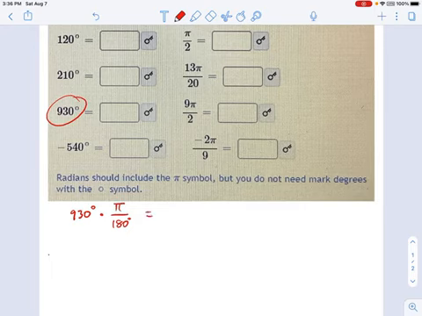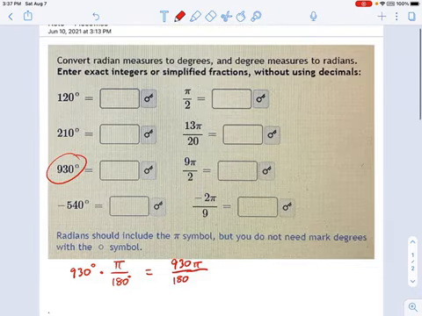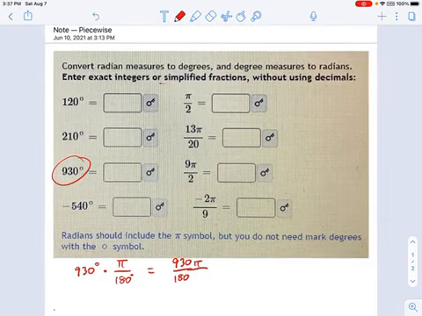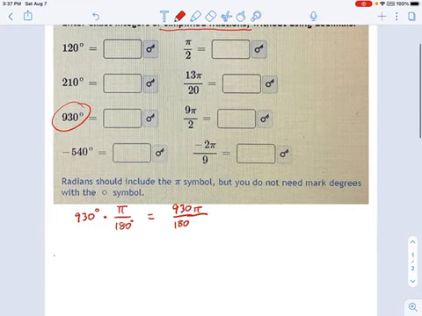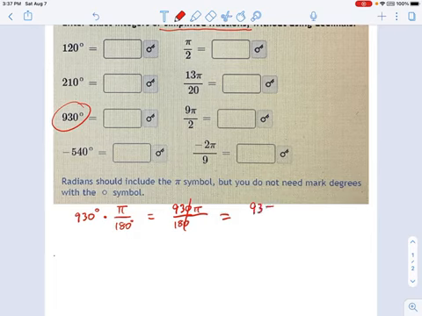And that is going to convert it into radians. So let's see what we get here. This is 930 over 180 pi. Okay, there's my fraction. Now, if you enter that, it's going to be wrong because pay attention to what this wants. This wants simplified fractions. So in this particular problem, yes, you do have to go through the work of simplifying. So I know I can divide top and bottom by 10, make this 93 over 18.